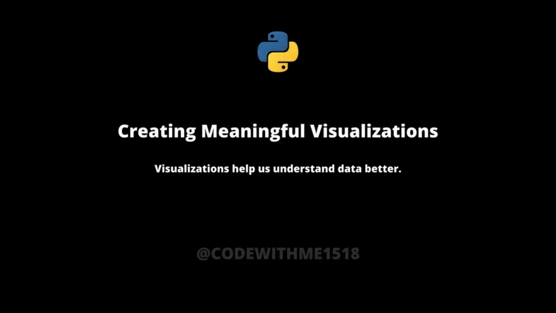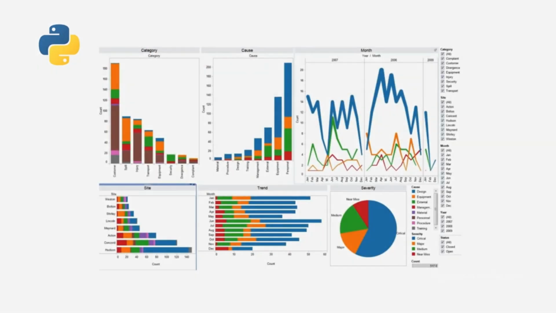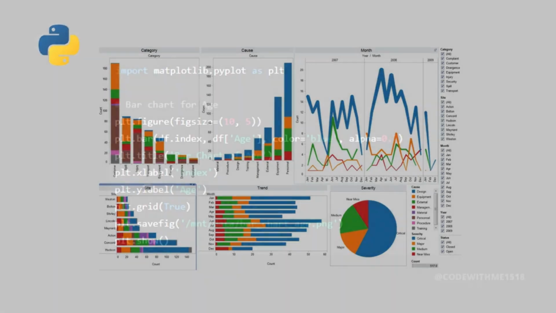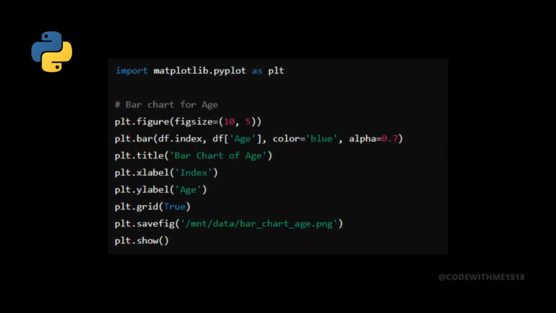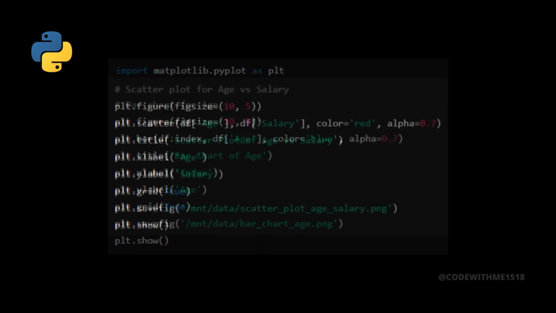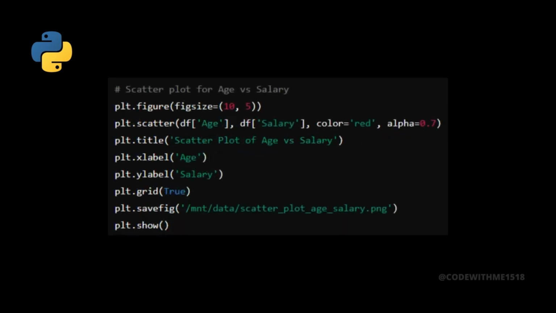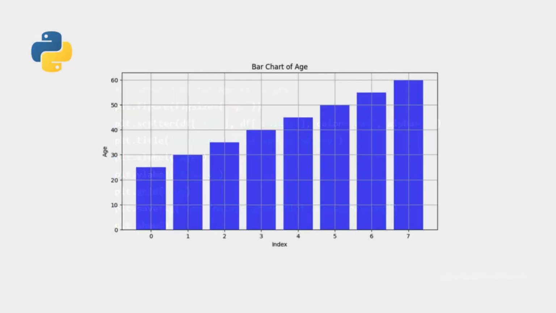Visualizations help us understand data better. Let's create some plots to visualize our dataset. Here's how to create a bar chart and a scatter plot using Matplotlib. Let's run the script to see the output plots.